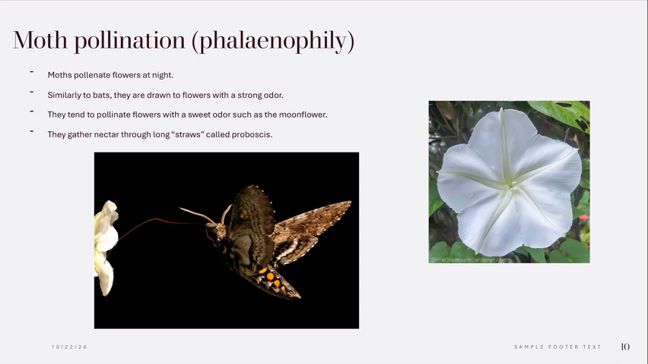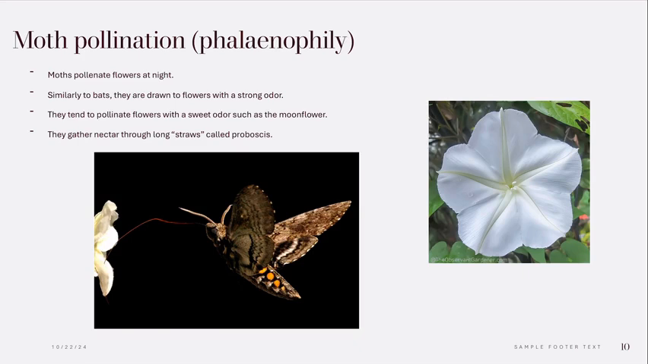And then we have fly pollination. Flies are drawn to flowers by odors, and it's typically a pretty foul odor. So plants such as the one on the right, which is the corpse flower, emit foul smells that imitate decaying material.